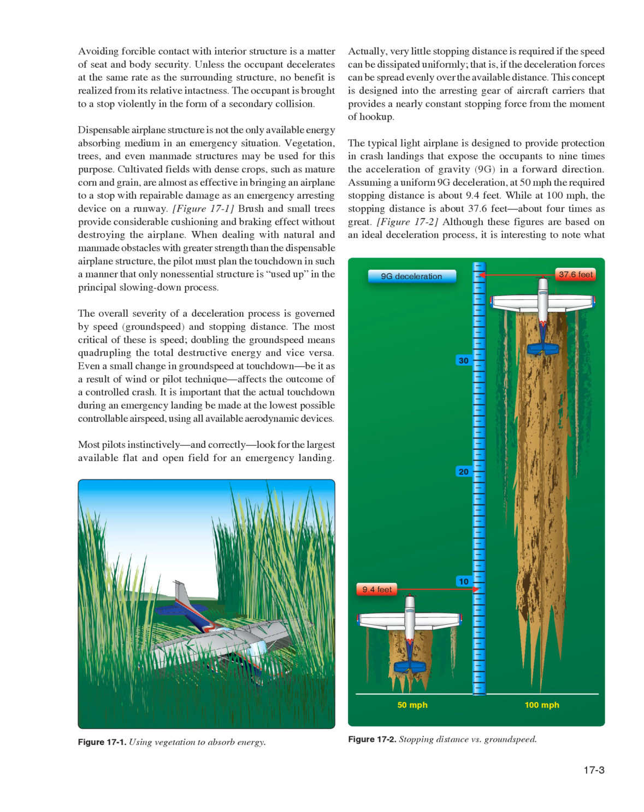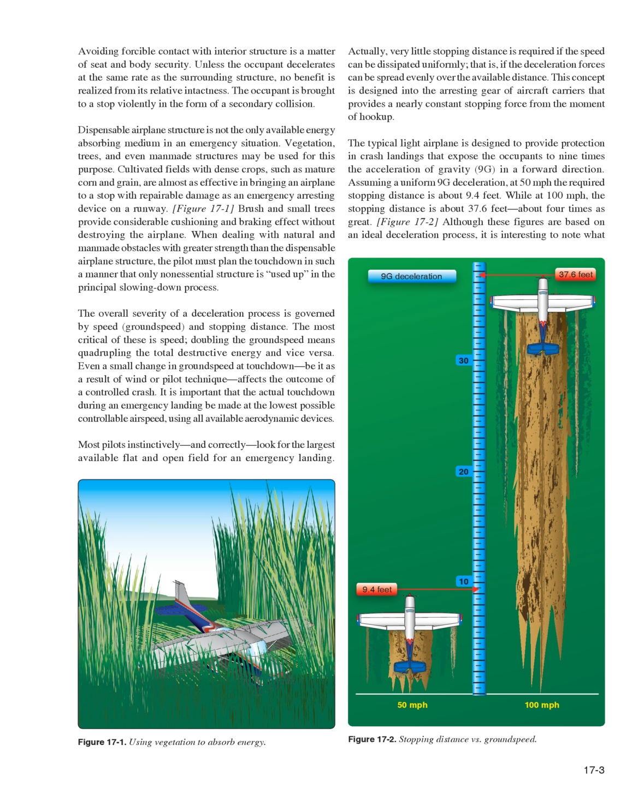When dealing with natural and man-made obstacles with greater strength than the dispensable airplane structure, the pilot must plan the touchdown in such a manner that only non-essential structure is used up in the principal slowing down process. The overall severity of a deceleration process is governed by speed, ground speed, and stopping distance. The most critical of these is speed.